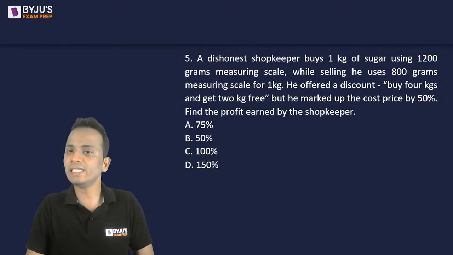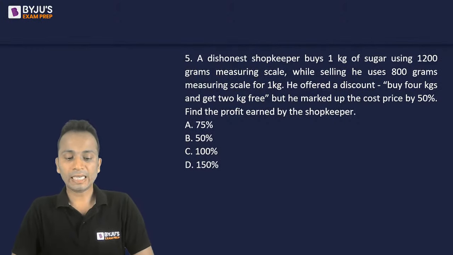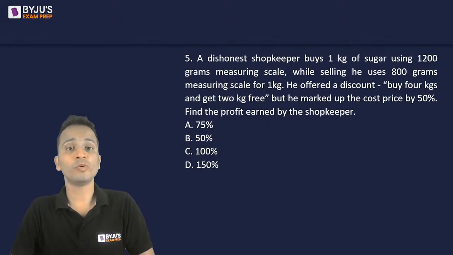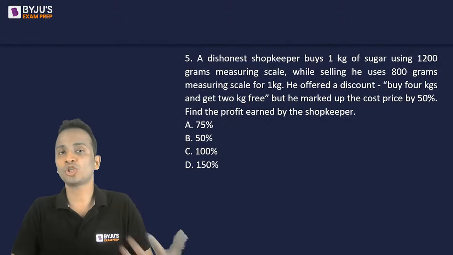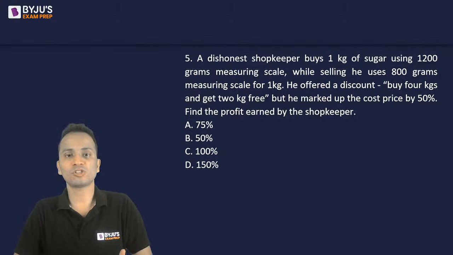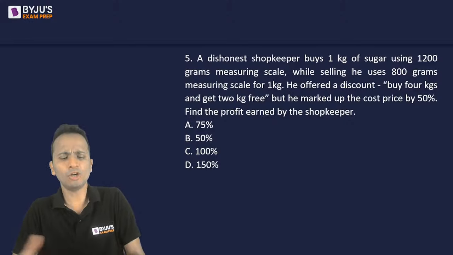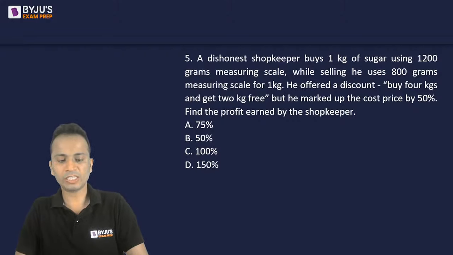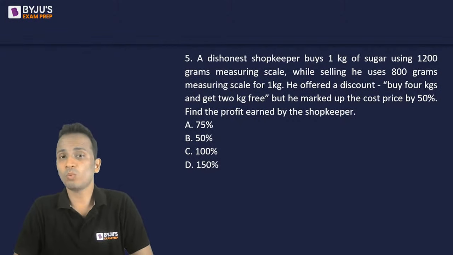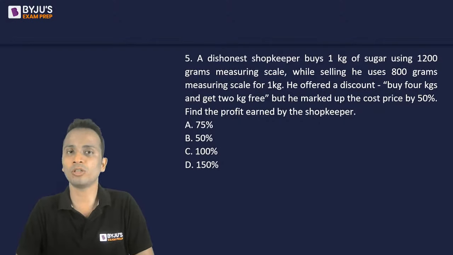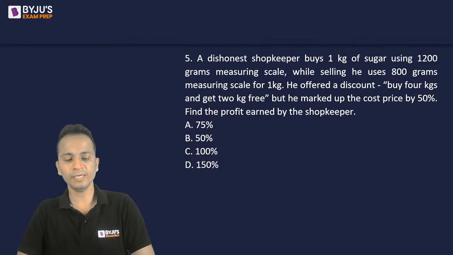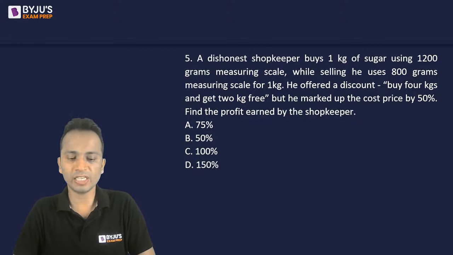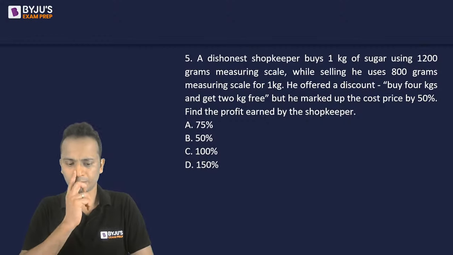Now this is slightly difficult. I'll tell you the proper way of dealing with such questions in which there is a dishonest shopkeeper. He cheats first of all from the place where he is buying, and then he cheats his customer. He marks up the cost price, and then he offers some discount. I have kept all the parameters in one question. So we shall be looking at each of these parameters, what will be their effect on the final profit or the loss incurred by the shopkeeper. So read every statement of this question very carefully, and then we will talk about it.